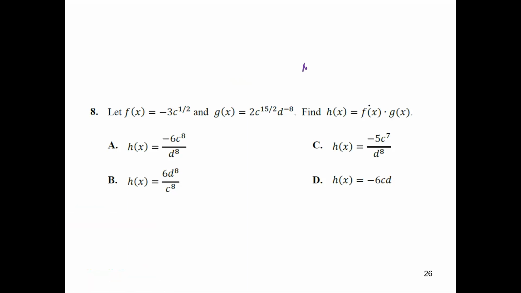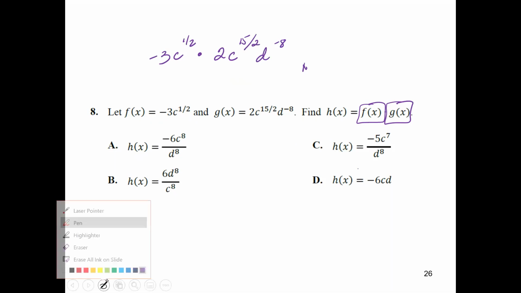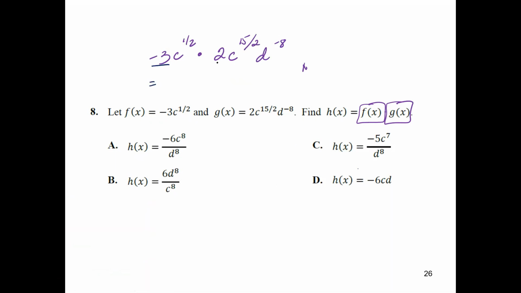With number 8, it's saying F times G. Okay, so your F is a negative 3, c to the 1/2, times G, which is a 2c to the 15 over 2, d to the negative 8th. So if I multiply this, negative 3 and 2 is a negative 6. C, we're going to add these numbers together. So 1/2 plus 15 over 2, going back to 3rd grade, is 16 over 2, which is just an 8. And then you have d, which is a negative 8.